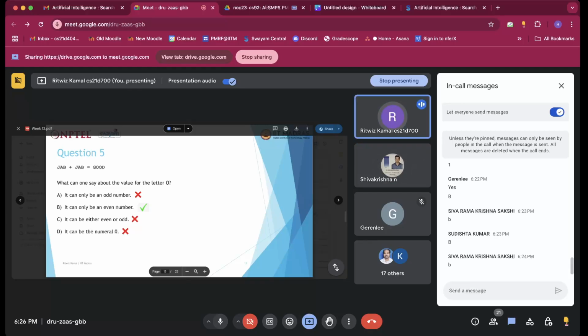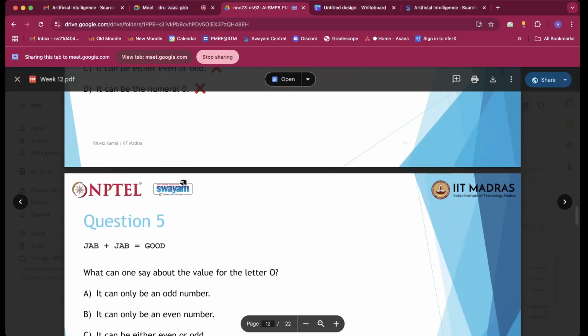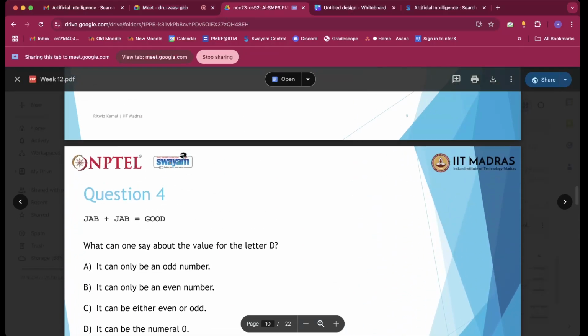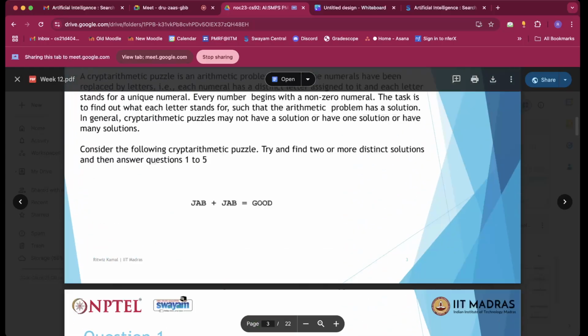Shiva Krishna, thanks for your inputs. I think there's a background noise in your audio, but yeah, thanks for your inputs. So yeah, let's think about it. Let's go back to the problem setting given to us, to understand whether the carry case is something that we have to consider.